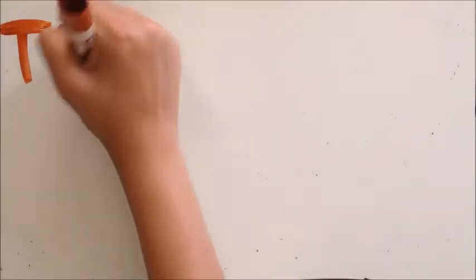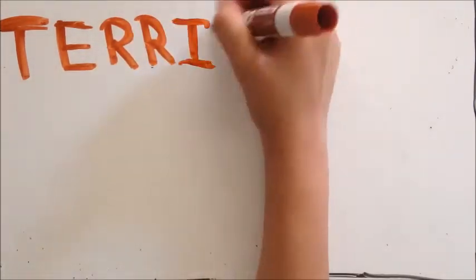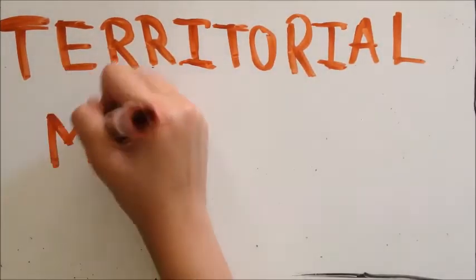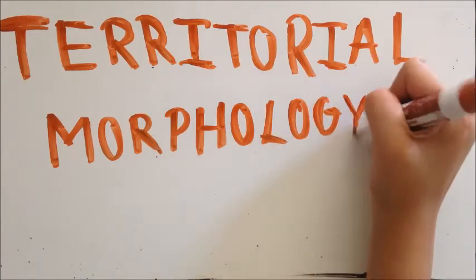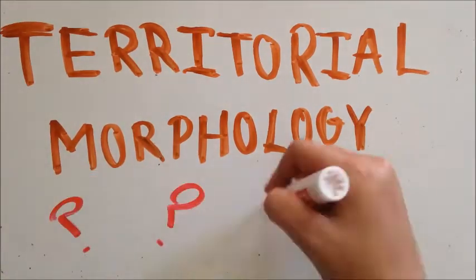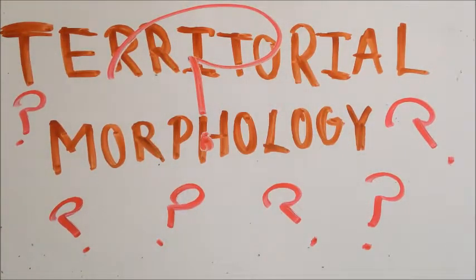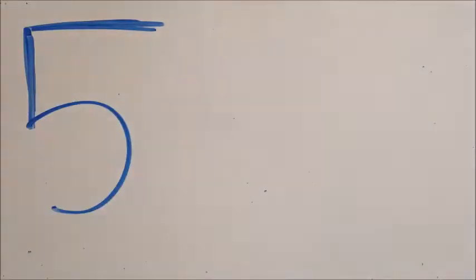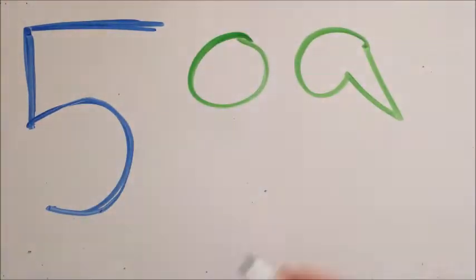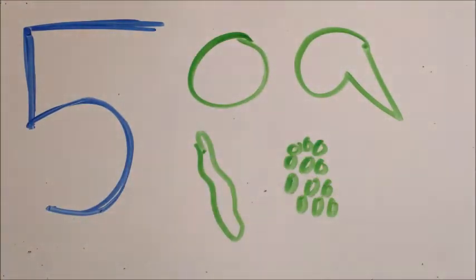Let's talk about territorial morphology. What a big fat word. What does it mean? Territorial morphology is a term that describes the shapes, sizes, and relative locations of states. There are 5 different types of shapes of states. There's compact, protruded, elongated, fragmented, and perforated.